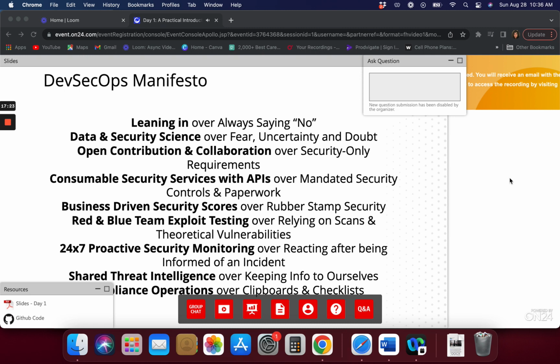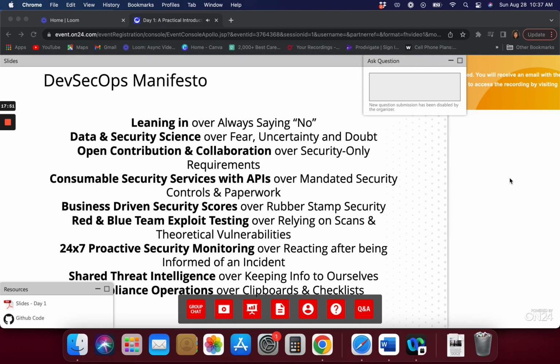I think some of them are kind of obvious, but I like the DevSecOps manifesto because it does talk about what they focus on. And this is another way of thinking about how I am going to change not only the culture, but my operational model. So leaning in over always saying no. How many of you have the security department being the department of no? Everything is going to be a hurdle you have to jump over. It's bureaucratic. It's very, very difficult.